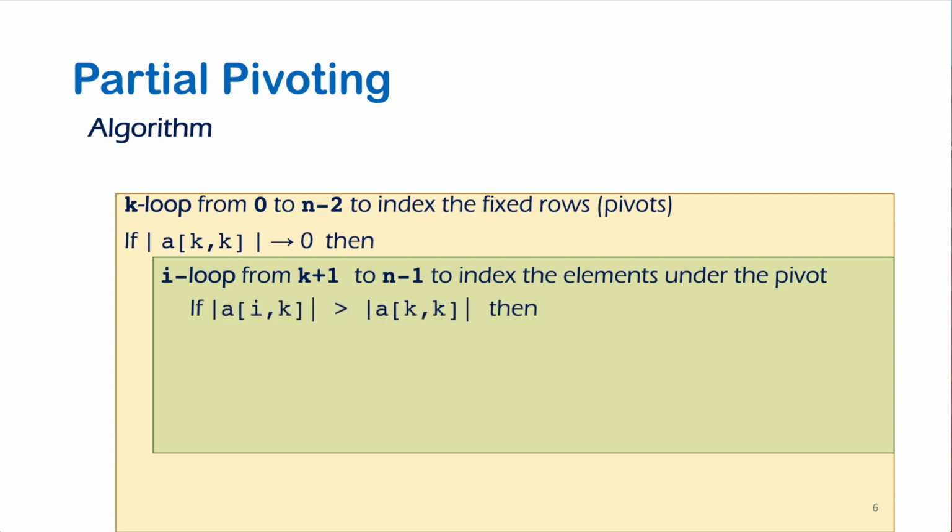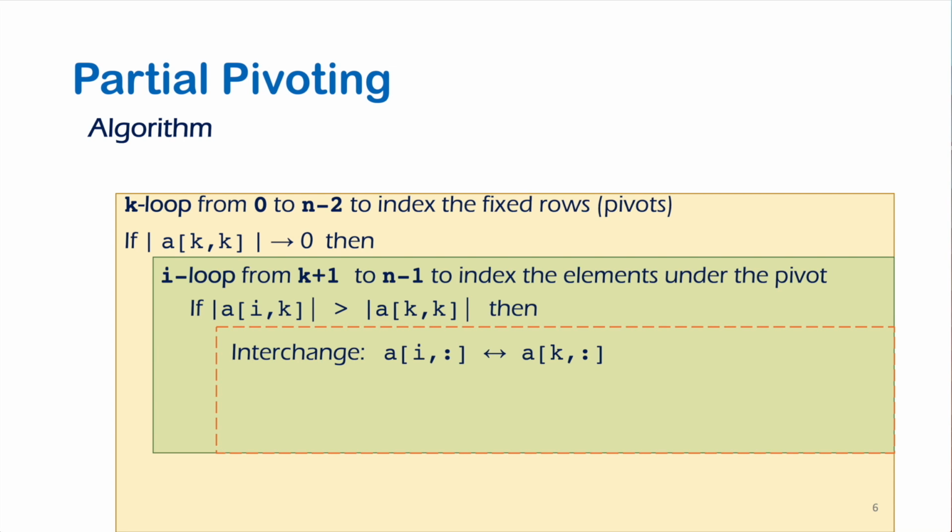If any element below the pivot is larger in absolute value than the current pivot element, which is supposedly equal or approaches 0, then we start the interchanging of rows in the system. So we begin by interchanging the two rows AI and AK. This sign, which is the colon here, refers to all columns or to all elements in that row.